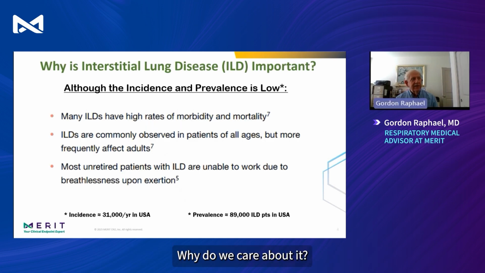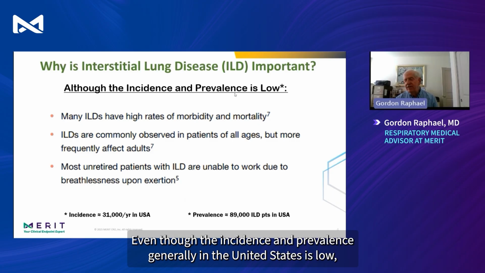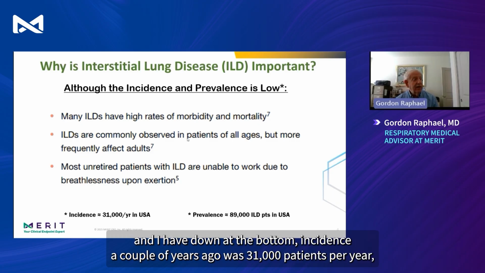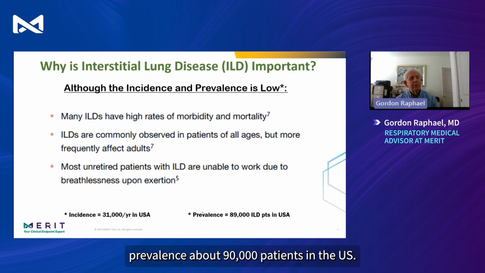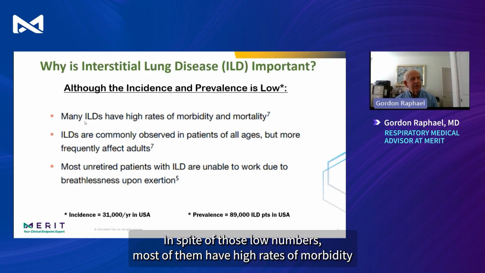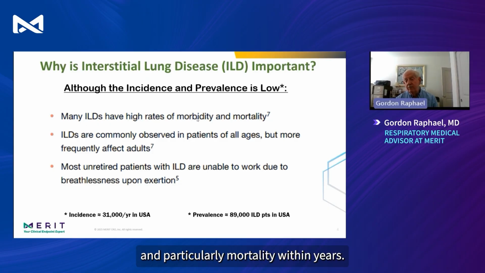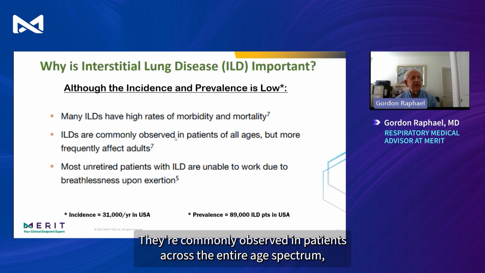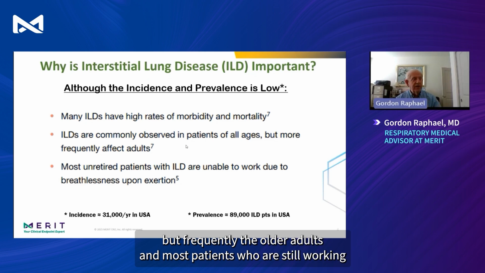Why do we care about it? Even though the incidence and prevalence generally in the United States is low, and I have down at the bottom, incidence a couple of years ago was 31,000 patients per year, prevalence about 90,000 patients in the US. In spite of those low numbers, most of them have high rates of morbidity and particularly mortality within years. They're commonly observed in patients across the entire age spectrum, but frequently the older adults.